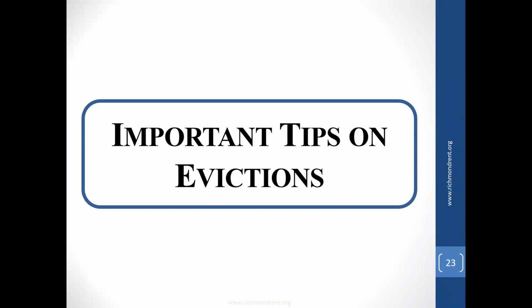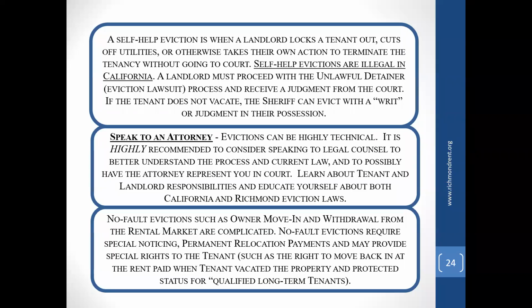Next, I will discuss important tips on evictions. A self-help eviction is when a landlord locks a tenant out, cuts off utilities, or otherwise takes their own action to terminate the tenancy without going to court. Self-help evictions are illegal in California. A landlord must proceed with an unlawful detainer process to receive a judgment from the court. If the tenant does not vacate, the sheriff can evict with a writ or a judgment.